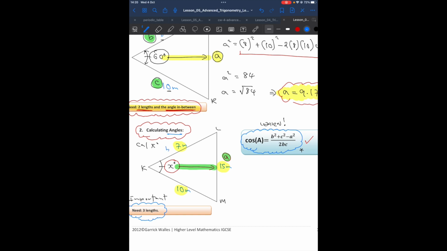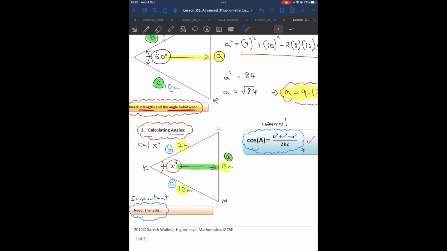The other two lengths in the triangle, we're going to call them B and C. And again, it doesn't really matter which length we call B and which length we call C. So we could interchange the B and the C if we want. But you have to make sure that you get the A in the right place. Once you've labeled the sides, you then have to basically put those lengths into this formula here.